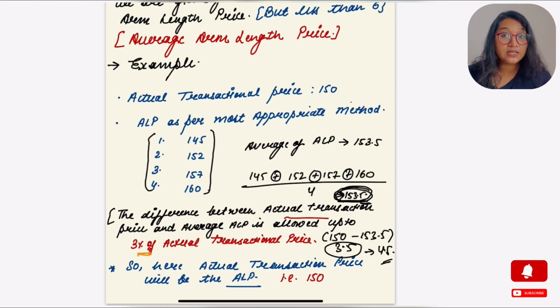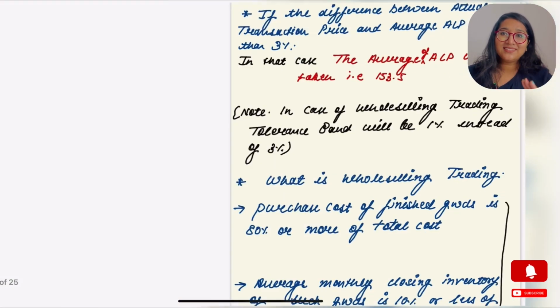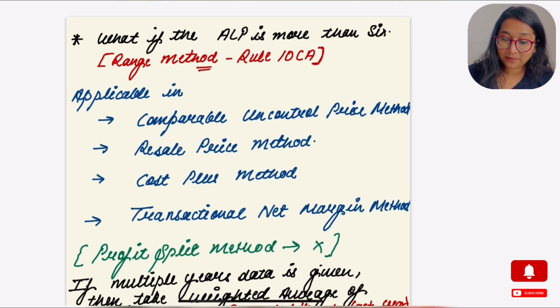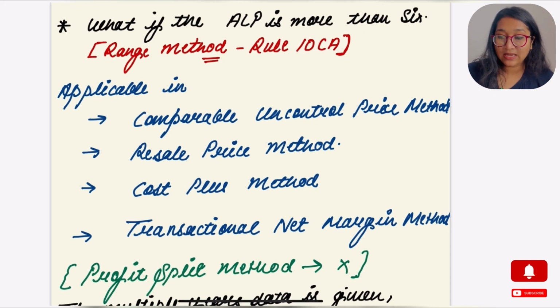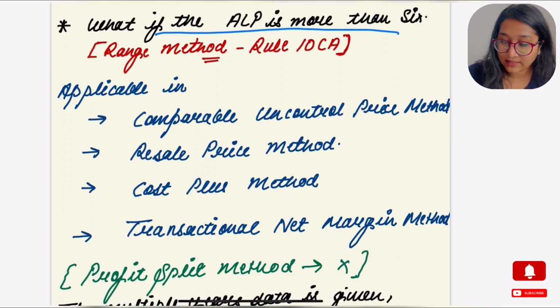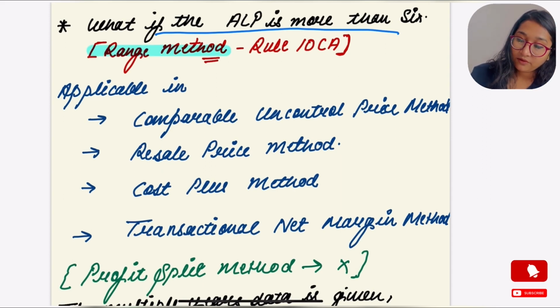What if I have more than 6 arm's length prices? So today's topic is about what to do if we have more than 6 arm's length prices. In that case, we will go for the range method under Rule 10CA. Say it again, guys, under Rule 10CA. Is it clear? Hope this part is clear.